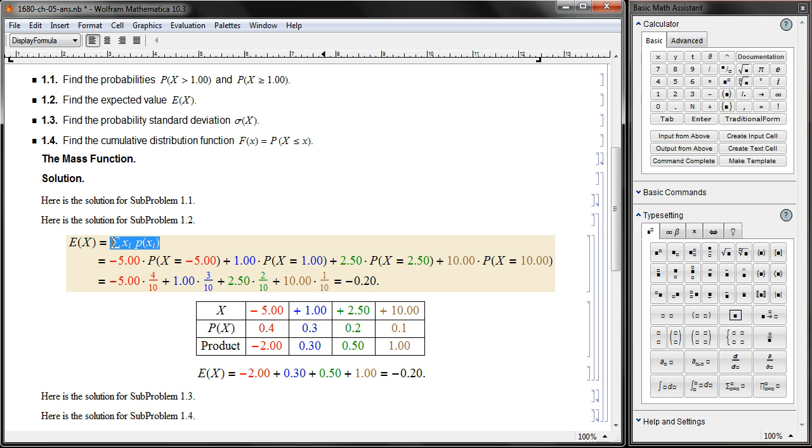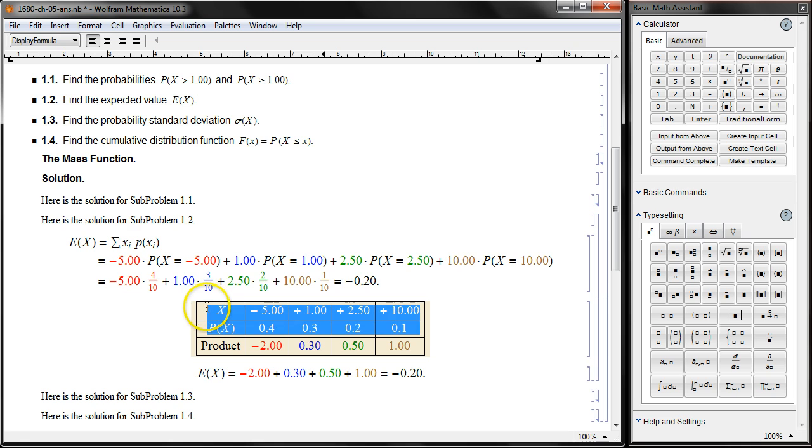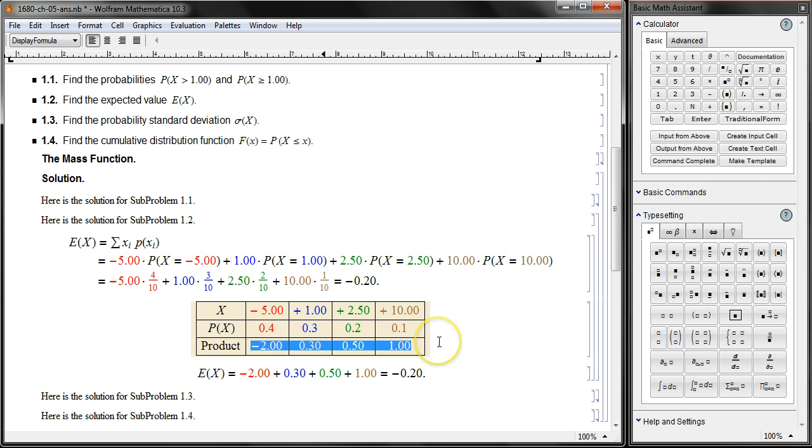So personally, I prefer the formula method. It's easier to memorize, and I have a lot of experience with formulas, so I don't really have difficulty doing this. But if you do have difficulty manipulating or applying formulas, then maybe it's a good idea to practice this algorithmic approach. Get the mass function like this table. First 2 rows is the mass function, and then get product, product, product, product, and then add them up, and that's the expected value.